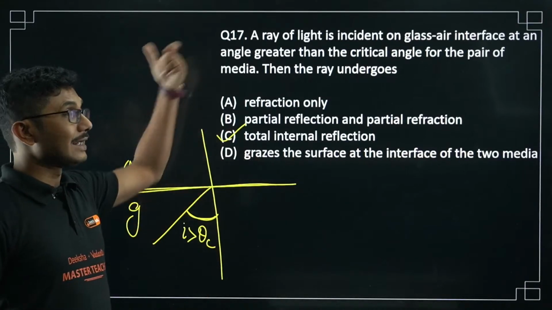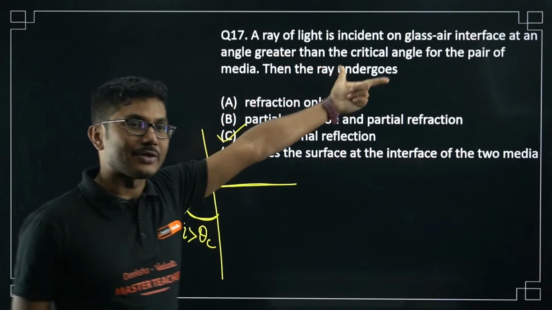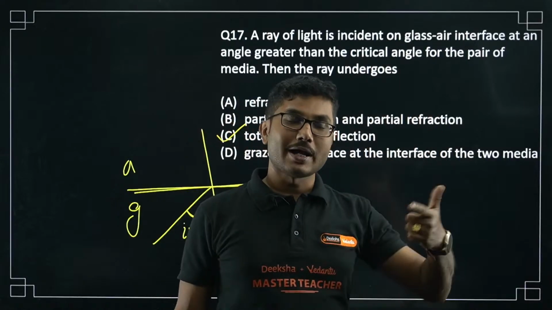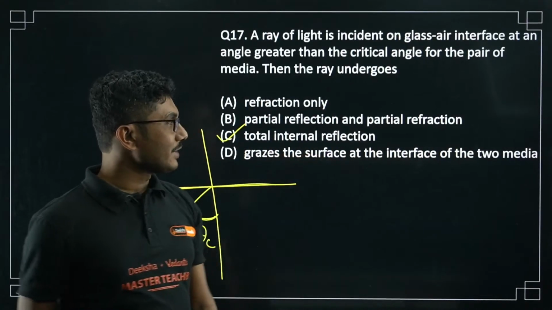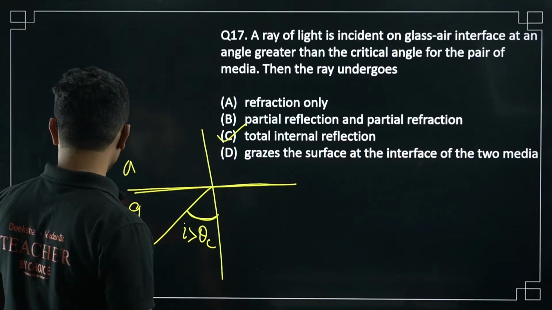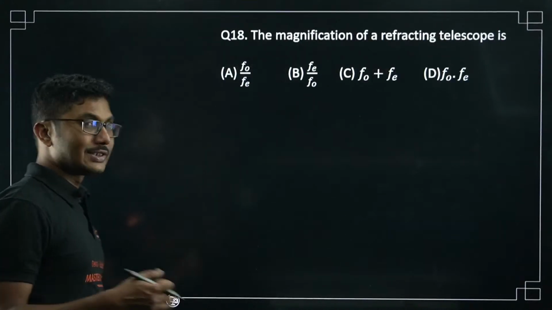So in case they ask you the same question, but they change the language saying that now the light falls exactly at the critical angle, then what will happen? It grazes the surface at the interface of the two media. So be careful if the question language is changed.